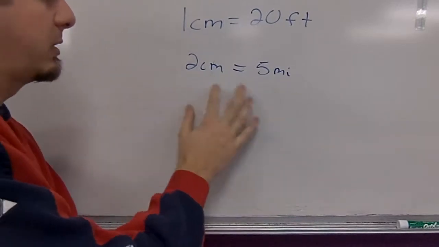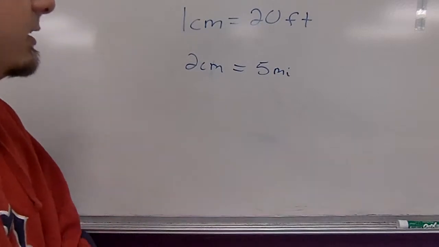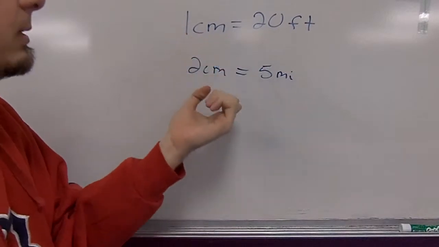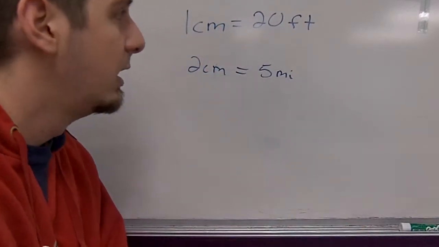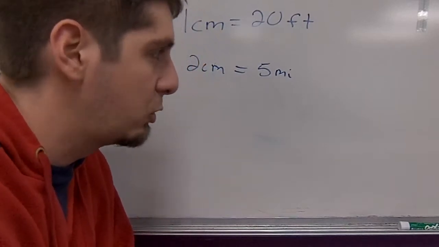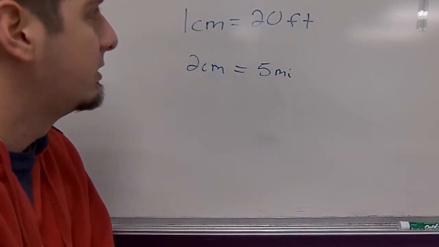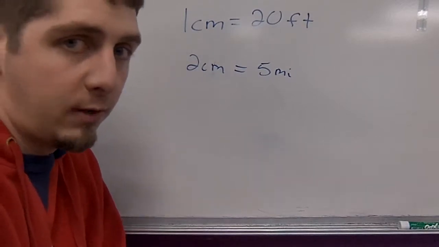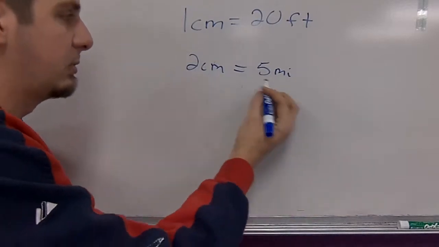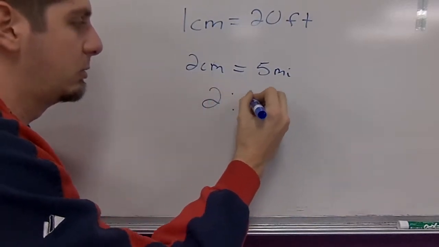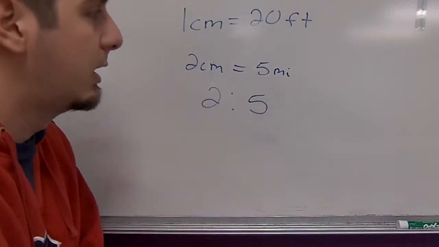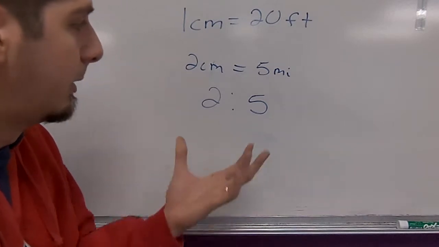The other thing about scale factor, though, is that when you make a scale factor like this, where you're telling us how many feet or miles or yards your centimeters or your inches or whatever represents, you need to do your best to make sure that it is represented in simplified form. Scale factors are simply ratios. So this scale factor is actually a 2:5 ratio. For every 2 centimeters I have on the model, I have 5 miles on the original. So that's how it is a ratio.